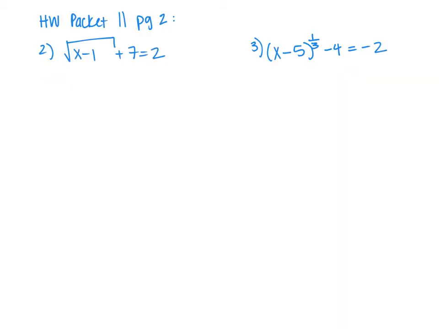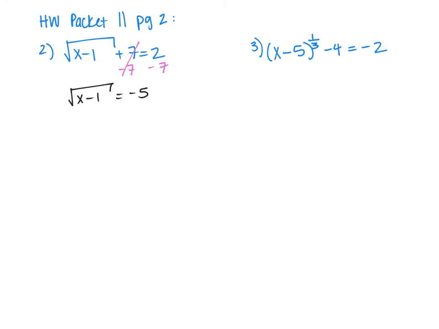All right, so here I have packet 11, page 2, so the back side of this worksheet. And I'm going to start us off with number 2. So in the direction, it asks you to solve for the equation. So you have to get x by itself, and you need to check your answer. In this case, you can see here the root is not by itself. There's a plus 7 here, so I do need to first remove the plus 7. So I'm going to subtract the 7 off. So that comes off. The square root comes down, and 2 minus 7 is negative 5 on the right-hand side.